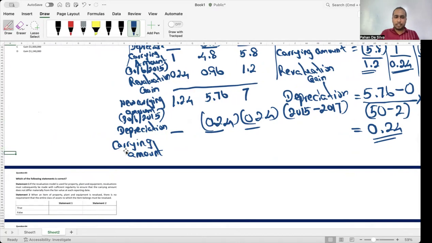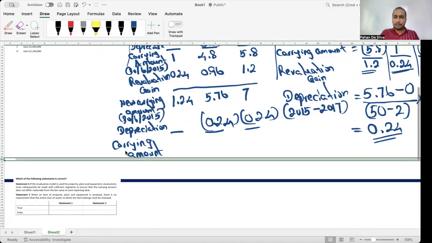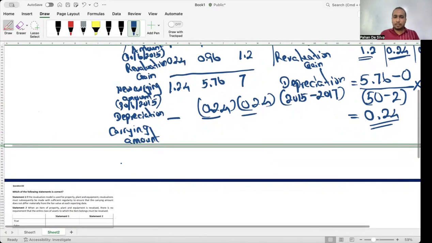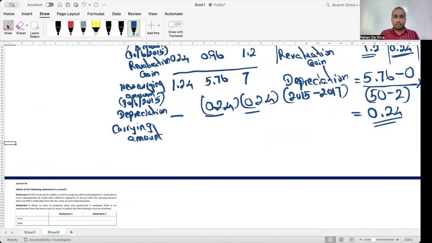Carrying amount at which date? Now in this question, we have to take the carrying amount on the date of disposal, which is 30th June 2017. So what is the carrying amount? When it comes to land, it is the same, 1.24. When it comes to building, after the revaluation, the revalued amount was 5.76. Out of that, I have to deduct 0.24. Accordingly, it is 5.52.